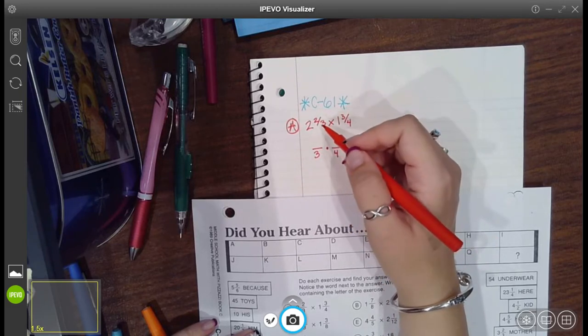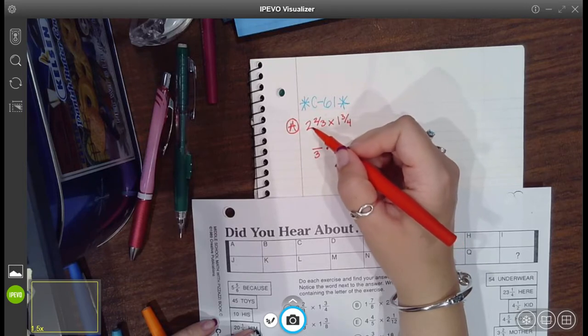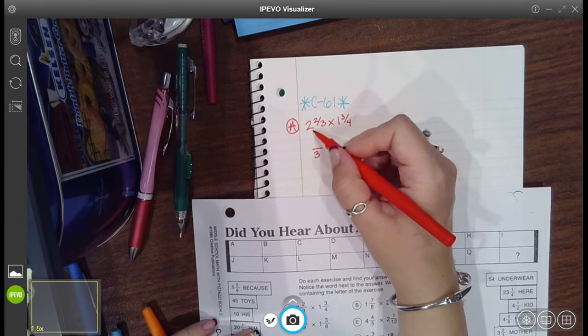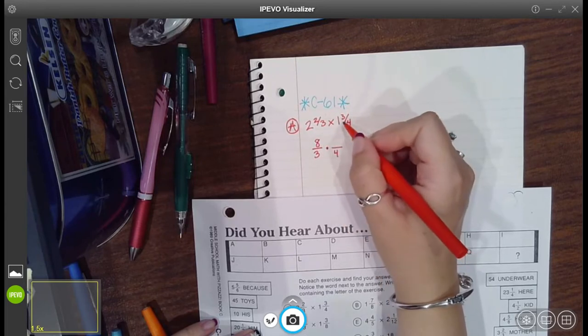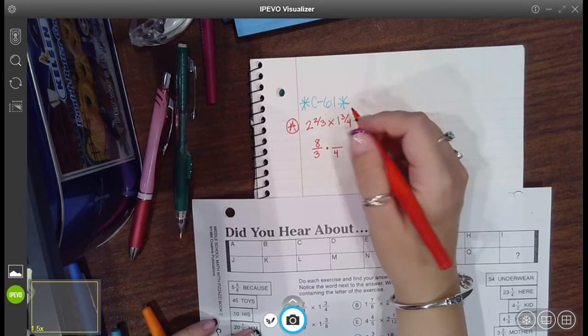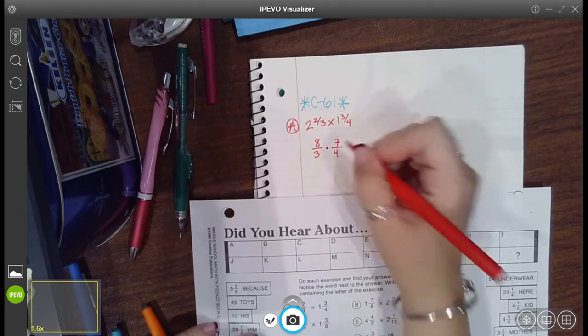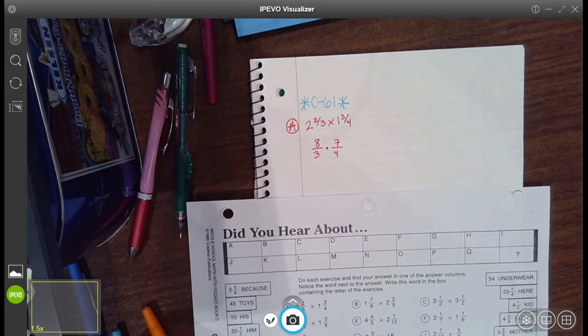The numerator is found by multiplying the denominator with the whole number and then adding the numerator. So 3 times 2 is 6, plus 2 is 8. 4 times 1 is 4, plus 3 is 7. Now that you have them as just normal fractions, we can continue.